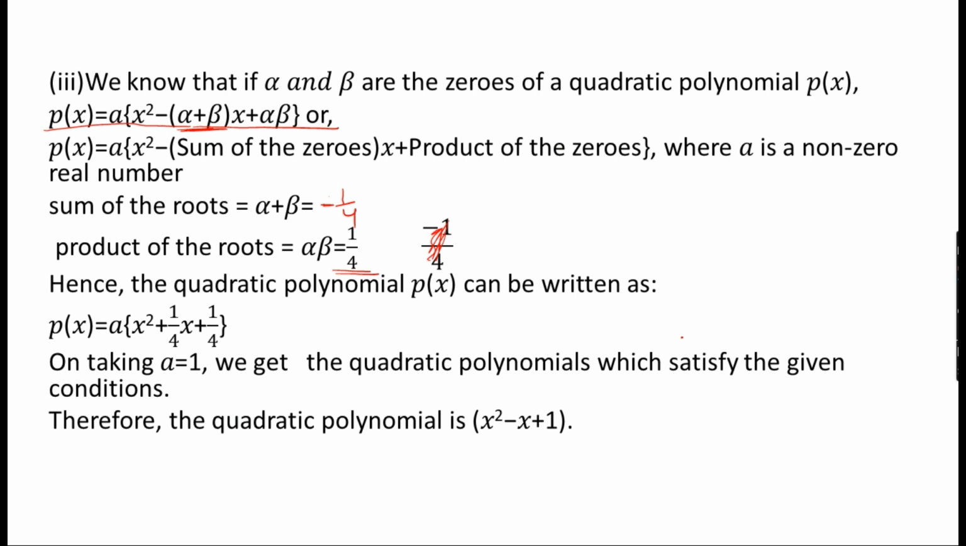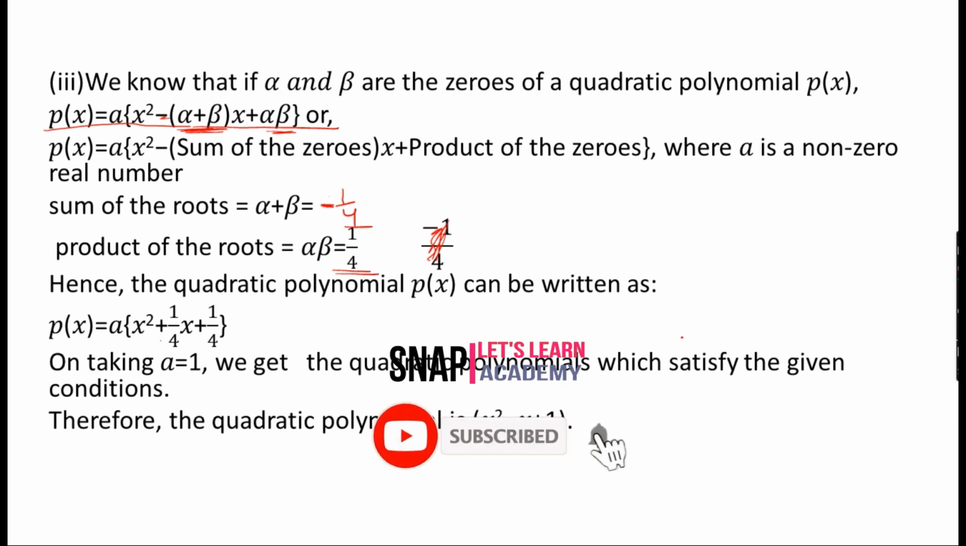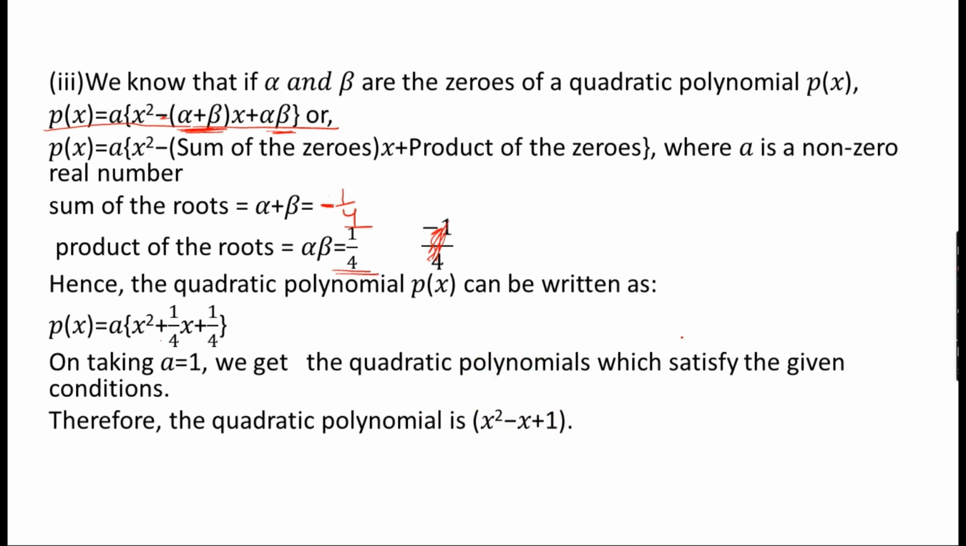On putting the value of alpha plus beta, minus 1 by 4, in this polynomial, and the value of 1 by 4 for the product of the roots, this minus and this minus give us plus, and in place of alpha plus beta we get 1 by 4 of x, and 1 by 4 is our constant term. On taking the value of a as 1, we get our quadratic polynomial as x square minus x plus 1.